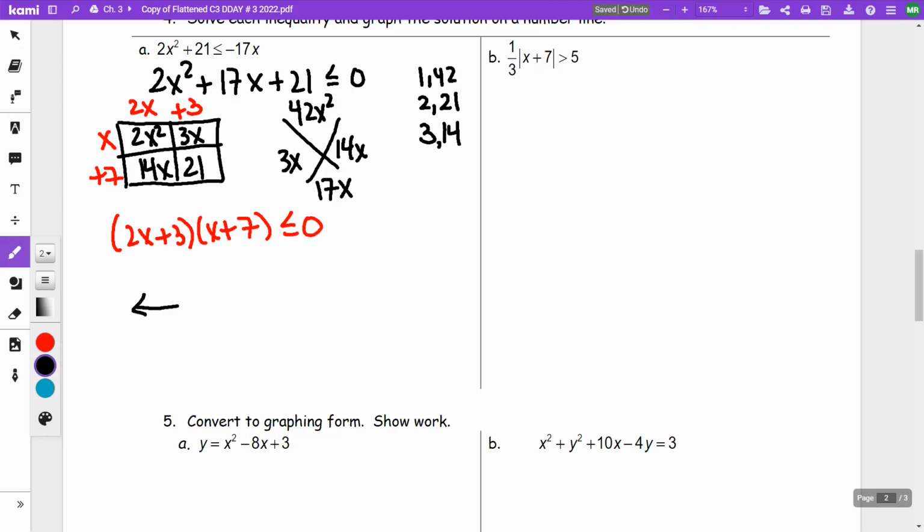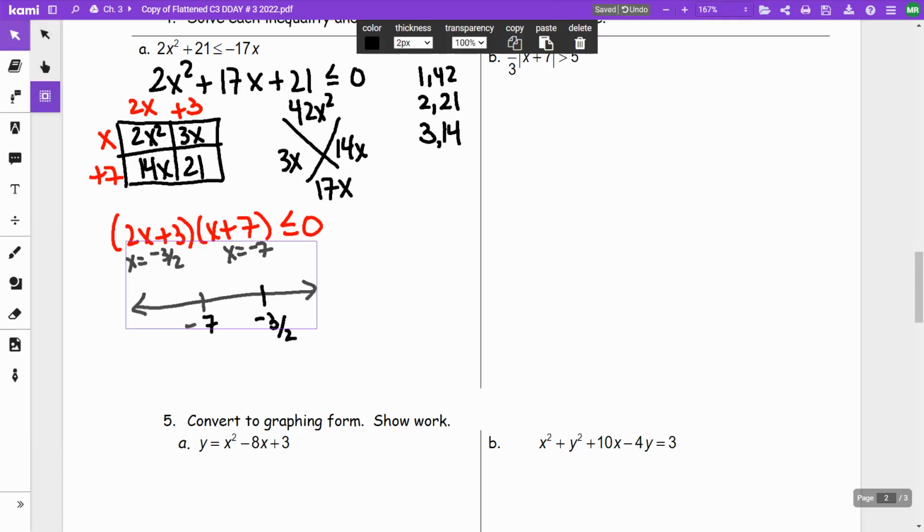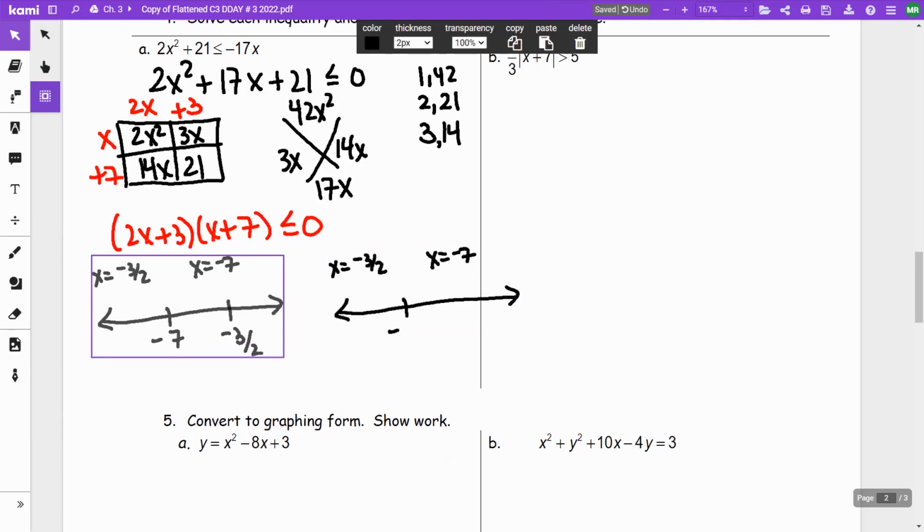So this is going to be on a number line. I'm actually going to draw this twice. So negative 3/2 is going to make this 0. A negative 7 is going to make this 0. So let me actually adjust this. This will be a negative 7. This will be a negative 3/2. I am going to copy this and put it here.